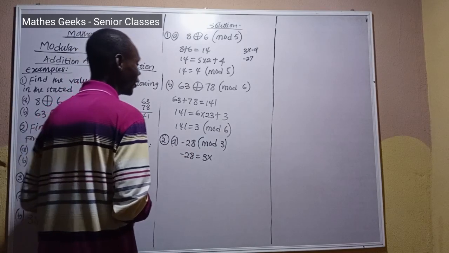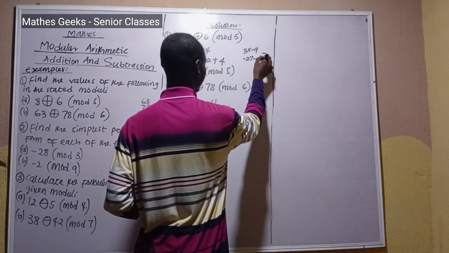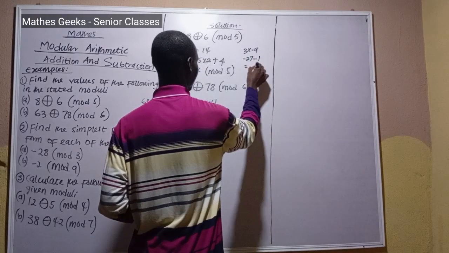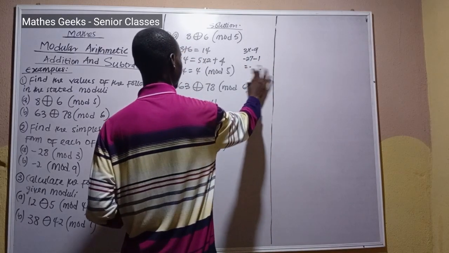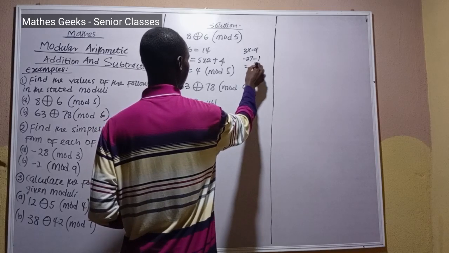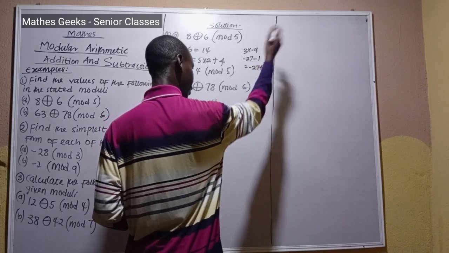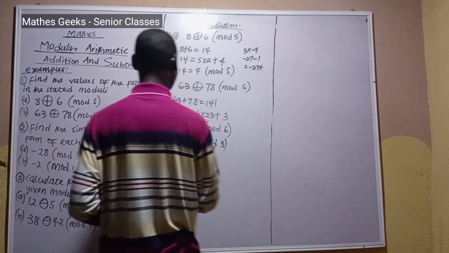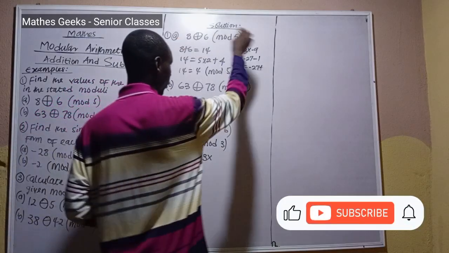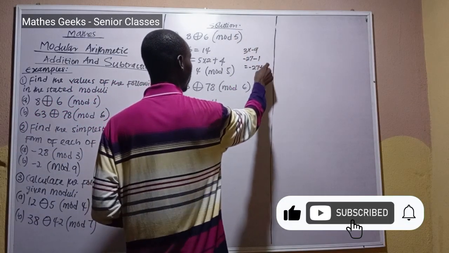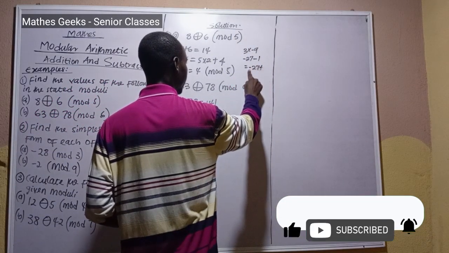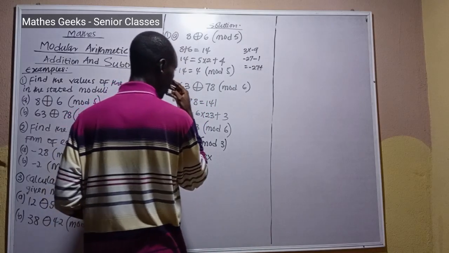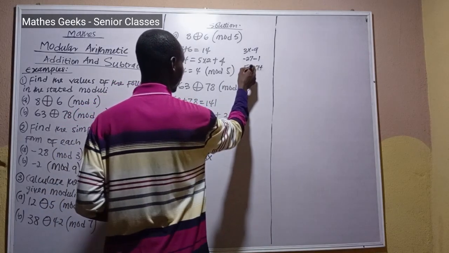Remember, you cannot add a negative number. You cannot add minus 1 to get minus 28. This is not acceptable in modular arithmetic, so it must be minus 27 plus another number that will give you minus 28. So in this case, we cannot use minus 9 because there's no number we can add to minus 27 to get minus 28. So rather, we're going to use the next one.